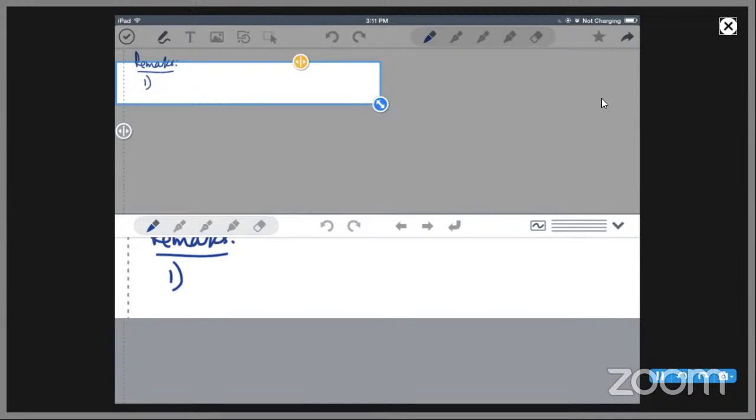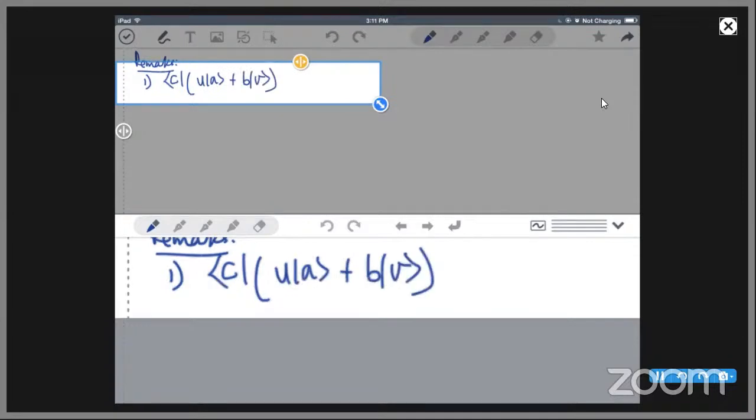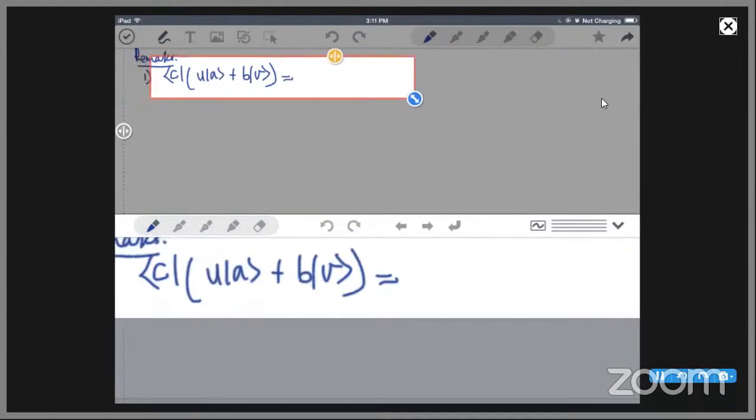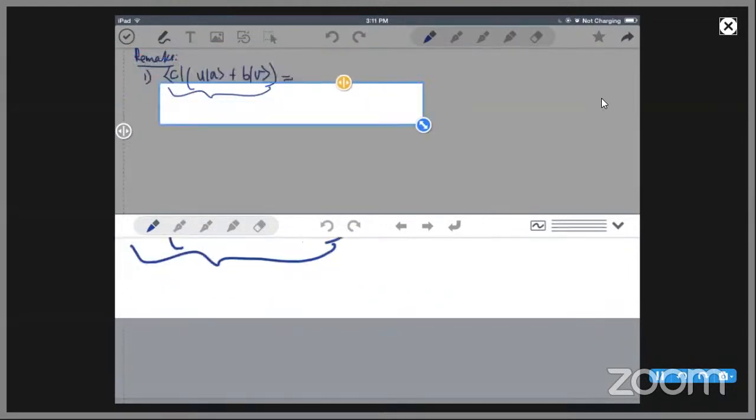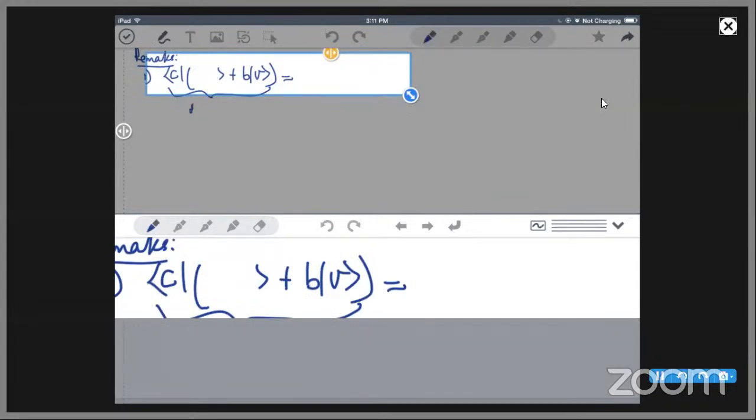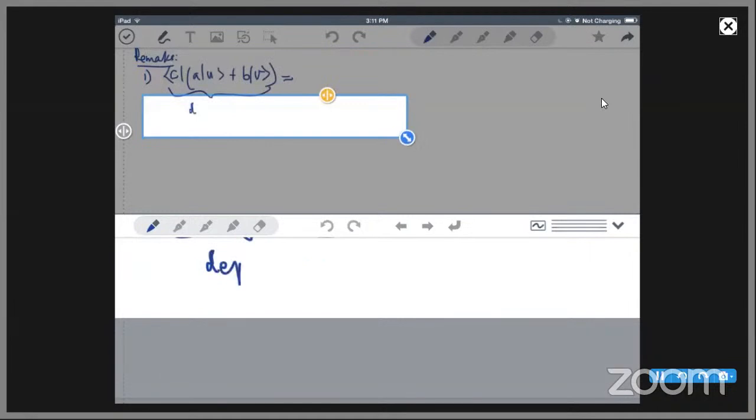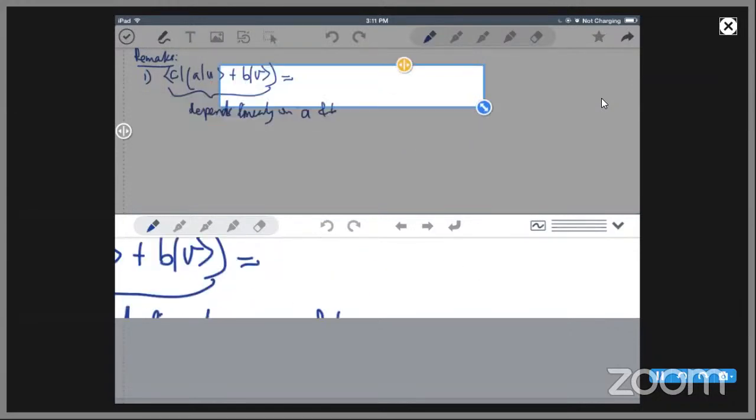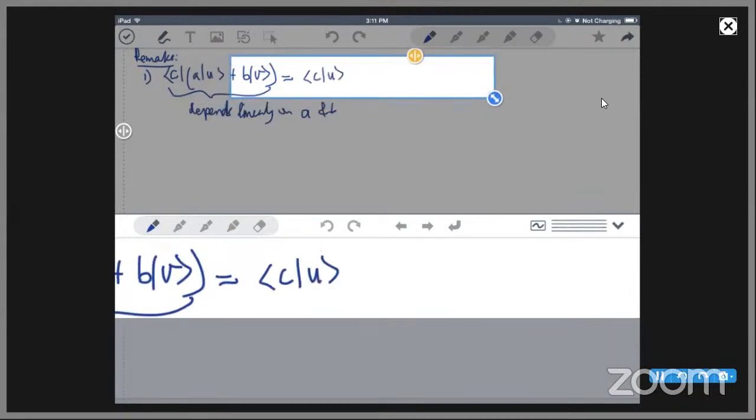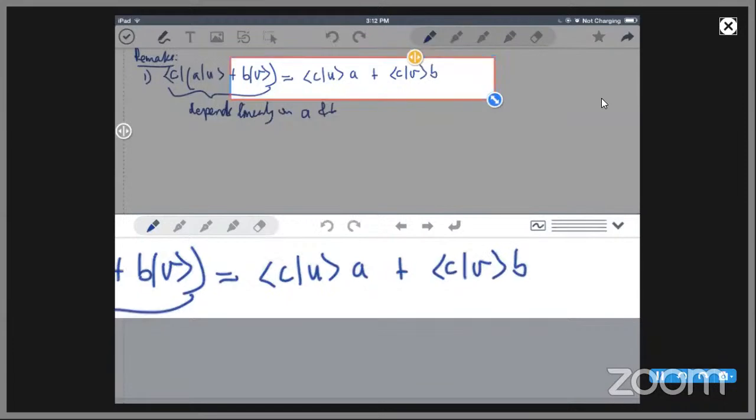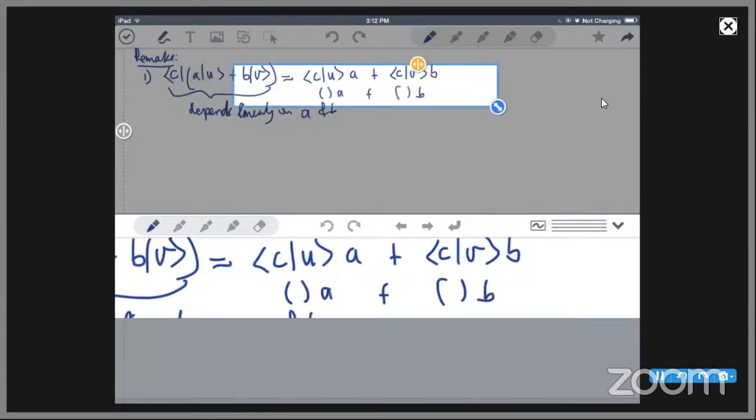You see, when we had this C and I had uA plus vB, then you can see that this object depends linearly on A and B. It is something times A plus something times B. So it depends linearly on A and B.